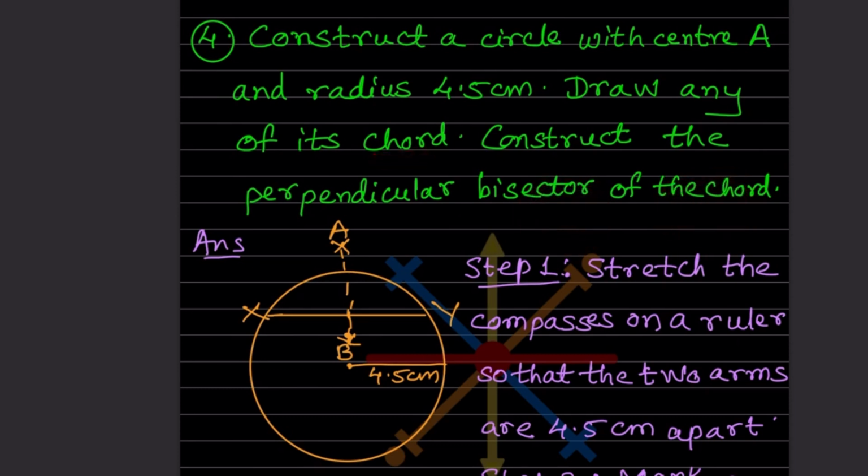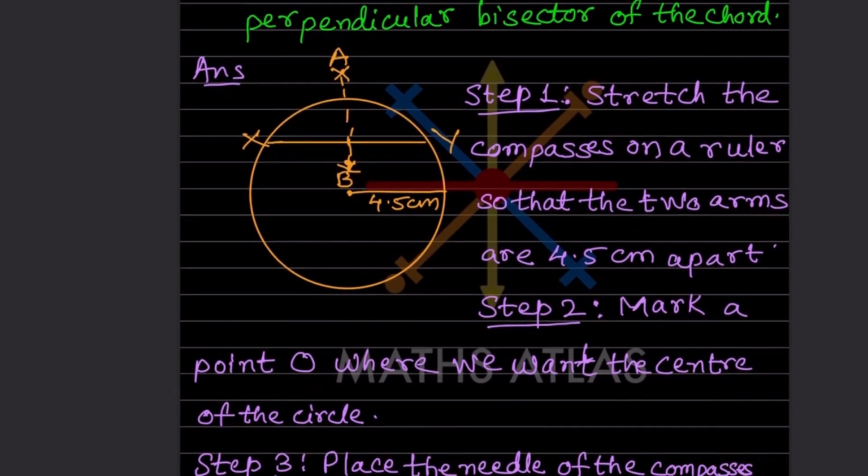So now first thing, what are we going to do? You have to place the compass on a ruler, this is the ruler, and you will take the radius as 4.5 centimeter, so that the two arms are 4.5 centimeter, and you are going to draw a circle first. Then what are you going to do? Mark a point, this will be O, this will be the center. So now you will mark a point where you want the center of the circle. Then you are going to place the needle on O and draw this.